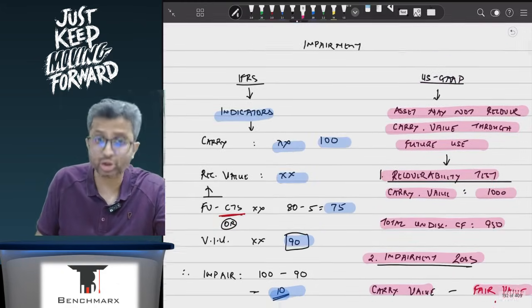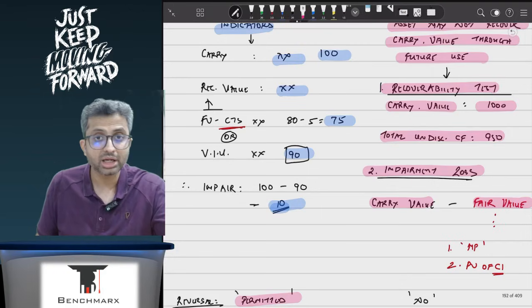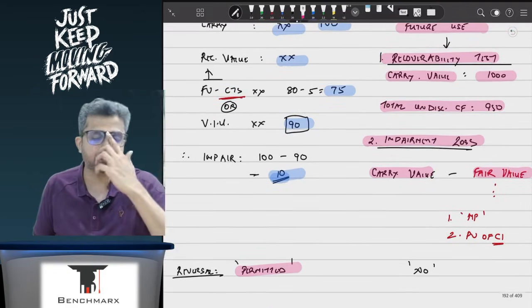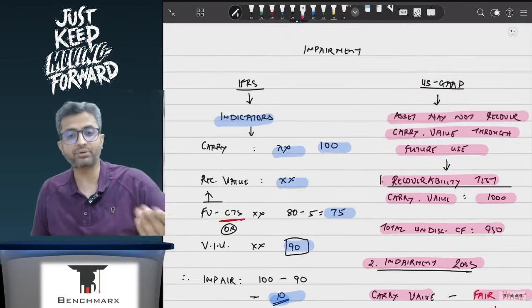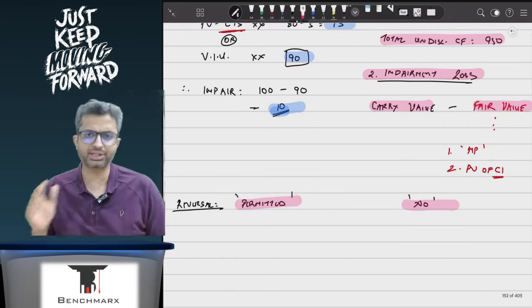Now this is again similar to inventory. Impairment reversal can be permitted subject to certain conditions in case of IFRS. In US GAAP, for inventory also they don't permit reversal, the write-off of the write-off. Even for long-lived assets they don't permit.